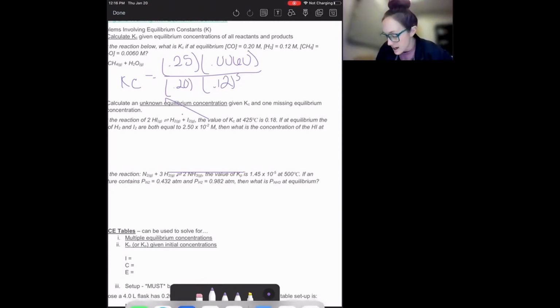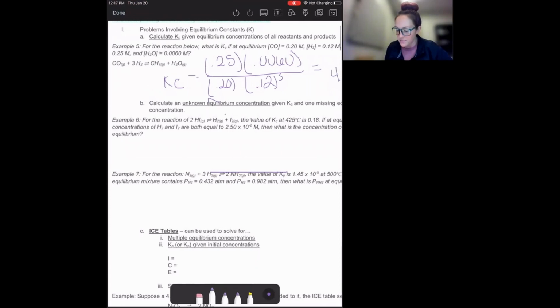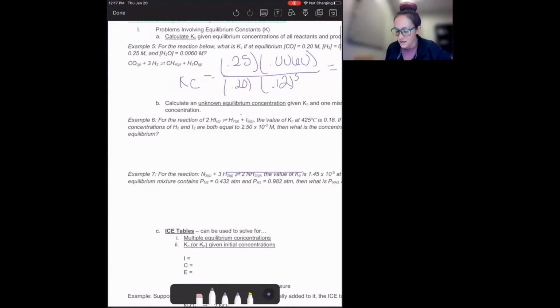If you do this correctly, and I would check it right now if I were you, you should get 4.3. Sorry, I'm still getting used to this pen. You should get 4.3. All right, so that's pretty straightforward. Now we could also solve for an unknown concentration if I have the Kc and all the other values. So example number 6 is for calculating an unknown concentration if I, for example, had Kc and all of the other concentrations, so if I'm just missing one.